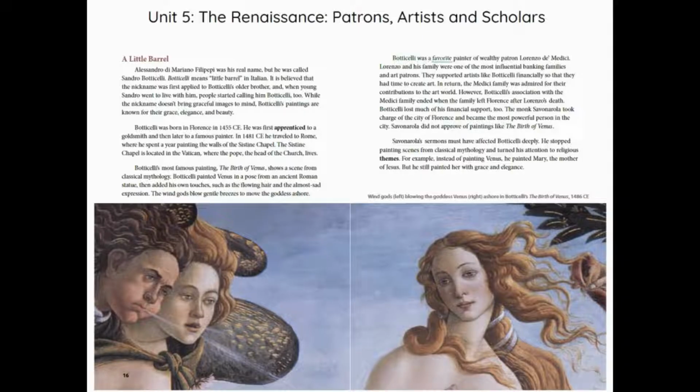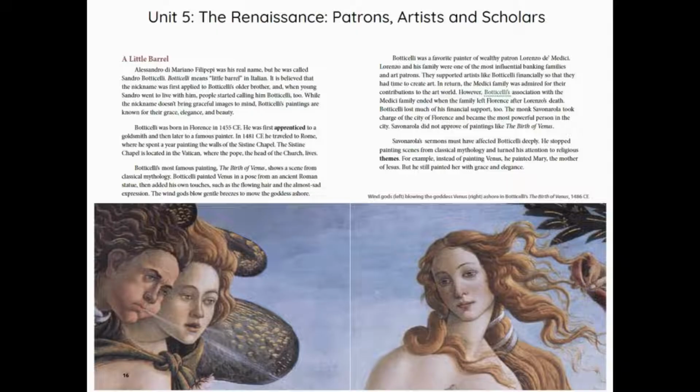Botticelli was a favorite painter of wealthy patron Lorenzo de' Medici. Lorenzo and his family were one of the most influential banking families and art patrons. They supported artists like Botticelli financially so that they had time to create art. In return, the Medici family was admired for their contributions to the art world.